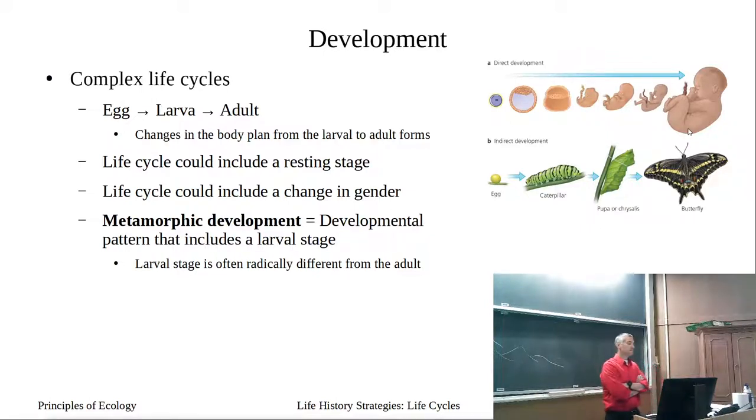Now with these complex life cycles, we can start to include resting stages in there. So in our butterflies, our resting stage is usually this, the cocoon, your chrysalis. In some cases, the egg is actually the resting stage. You get to the chrysalis and it's very short-lived.